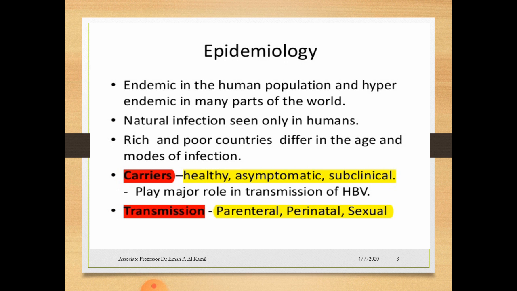There are some people who are called carriers. Carriers are defined as people who have the infection or carry the microorganism, but show no signs and symptoms. They are asymptomatic or have a subclinical condition, and they can transmit the infection to others, although they are asymptomatic, healthy, or subclinical. The significance is that they can transmit the infection to others.